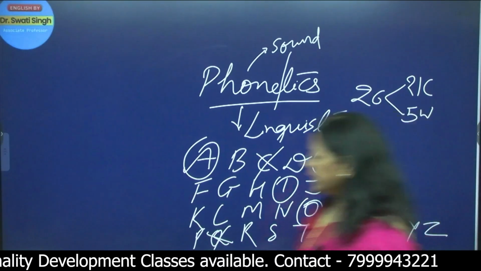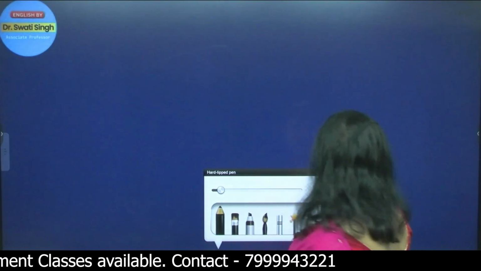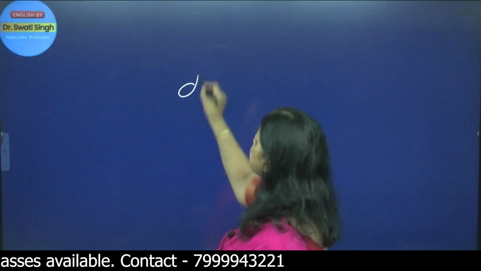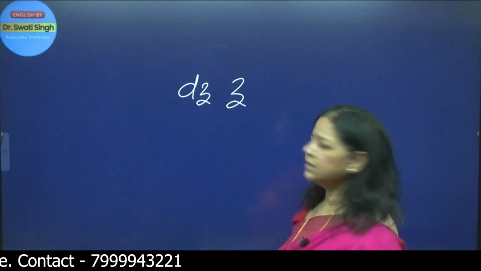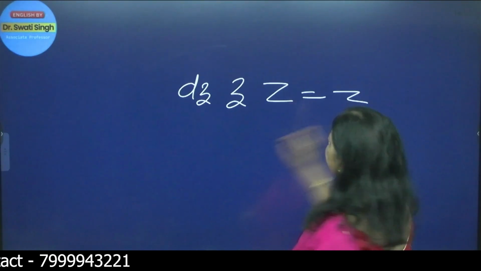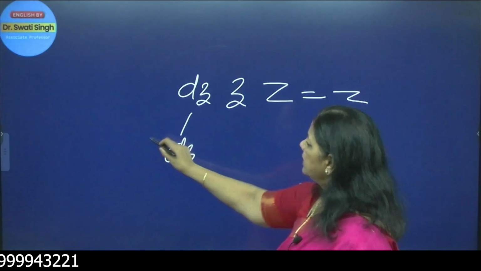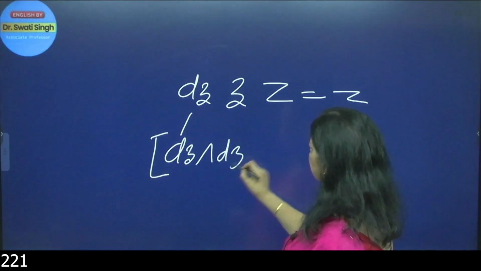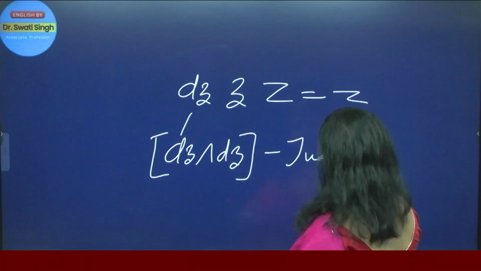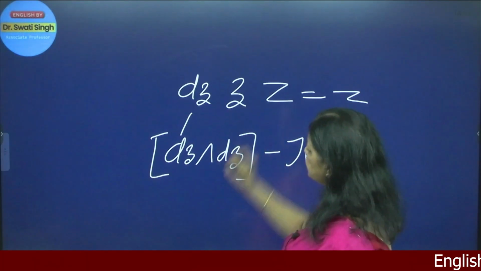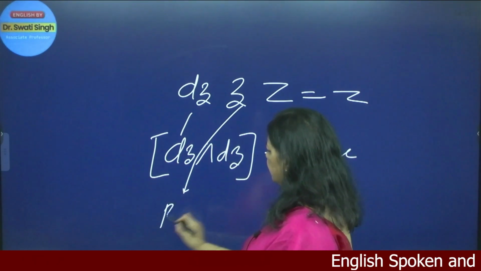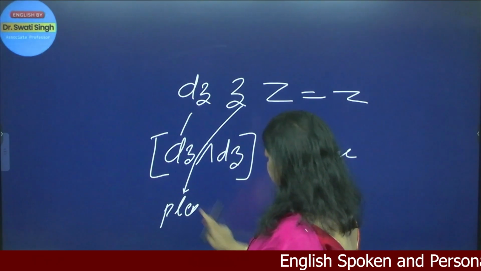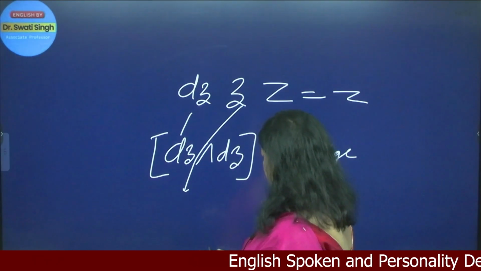I am telling you what the new symbols are. Let's see. For example, this is the sound in judge. That is the example of judge, right? And this is the example of pleasure.